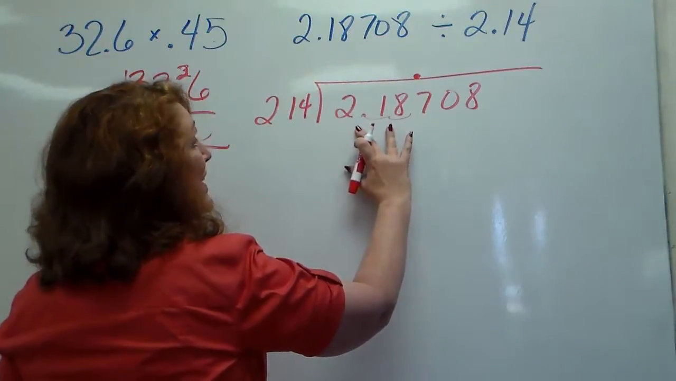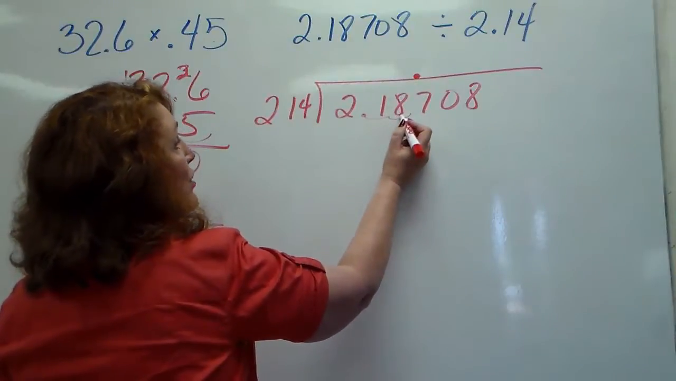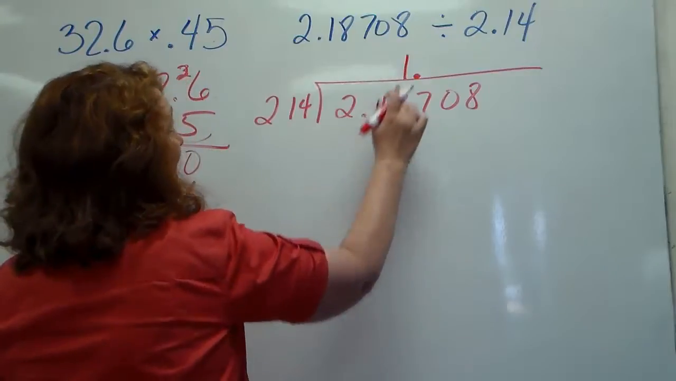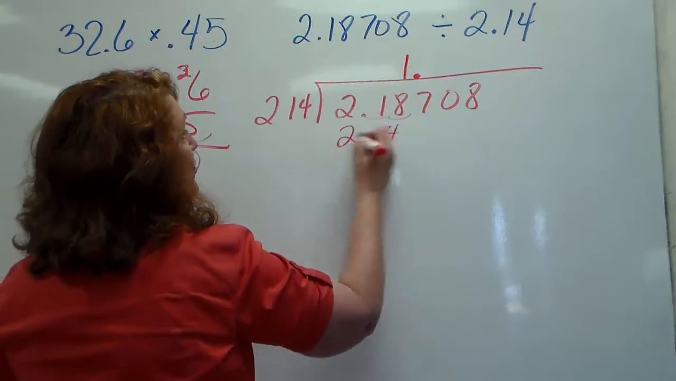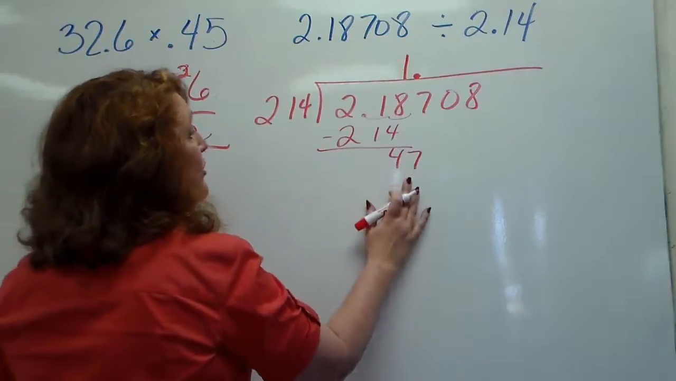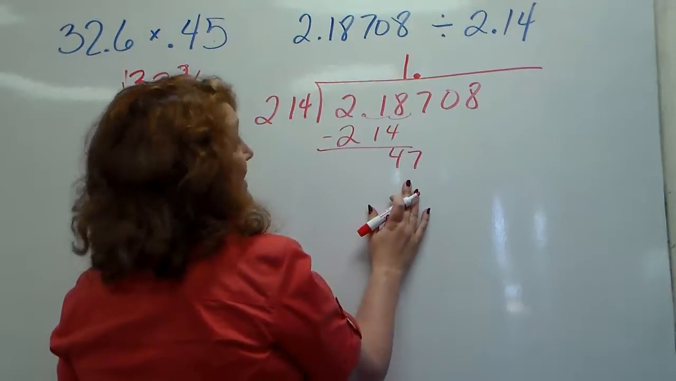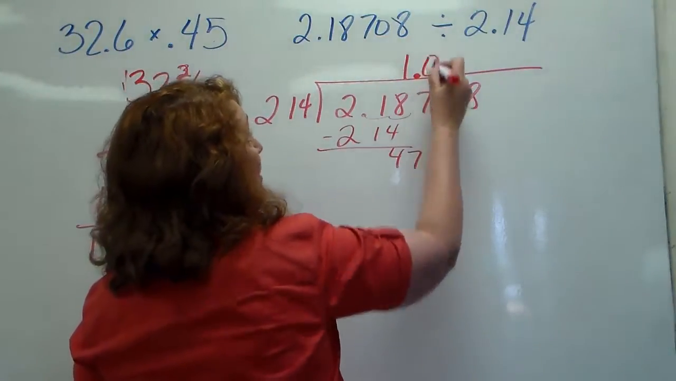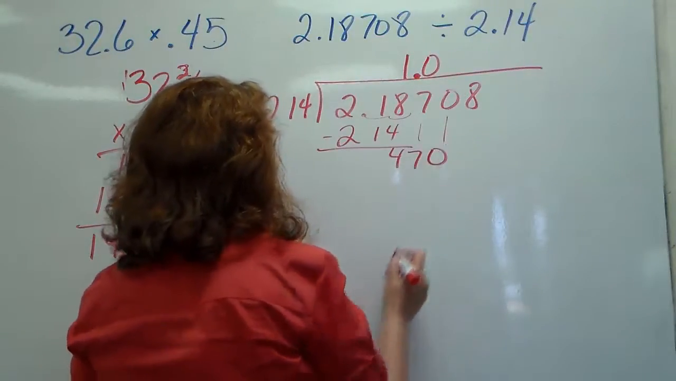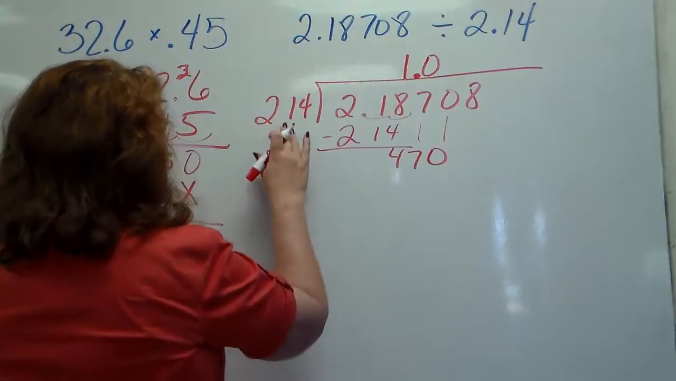214 goes into 218 one time. I've used this 8. So my answer is going to go right above that 8. 1 times 214 is 214. Subtract. I get 47. 214 goes into 47 no times. It does not go into it. So I have to put a 0 up there. And then I'm going to bring down my next number, 470 now.